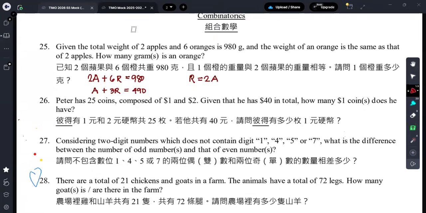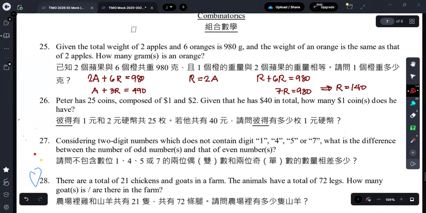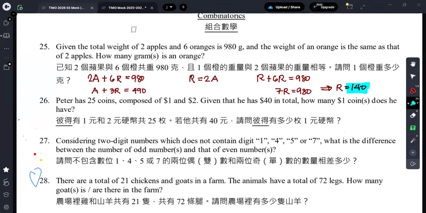Okay, so for R, you have R plus 6R, that is equal to 980. Your 7R is equal to 980. What is your value for this? What is your R? Your R is equal to 140. Okay? The question is how many grams is an orange? So therefore, R is 140 grams. You can answer 140 only.